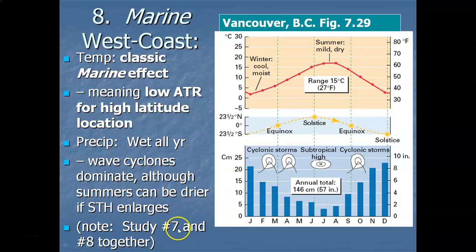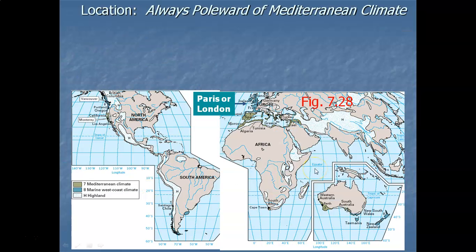So you're going to study number 7 and number 8 together, the last one, because they're very similar, really, with the exception of the subtropical high being a lesser influence in some years, and more precipitation in this climate. Okay, and so this is how you study them together. So we've got the map, we've got the marine west coast shown in kind of a blue, and you're always going to find the marine west coast poleward of the Mediterranean. Like I said, that's why you study it together.